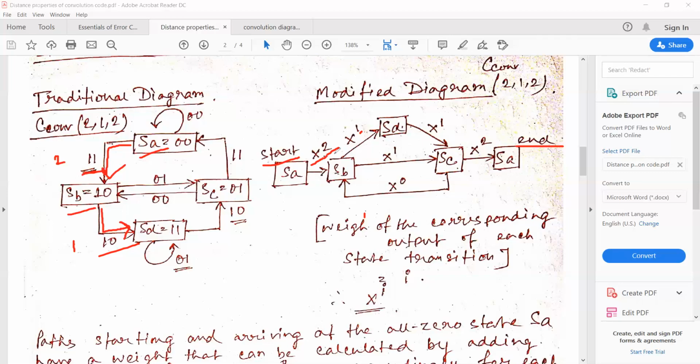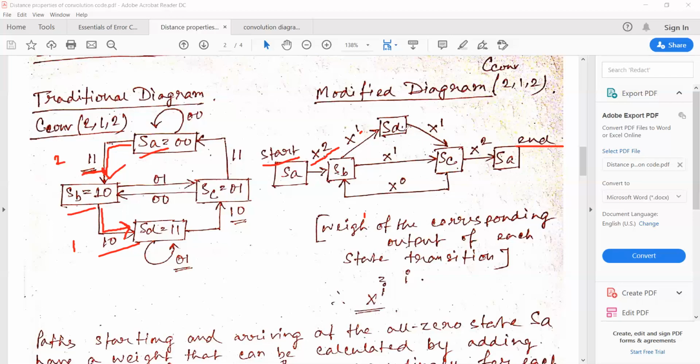Taking x to the power 2 from SA to SB, the output is 1 1 and the weight of the output is 2. That's why x to the power 2. When I'm going from SB to SD, the output is 1 0 and the weight is 1. That is why x to the power 1.